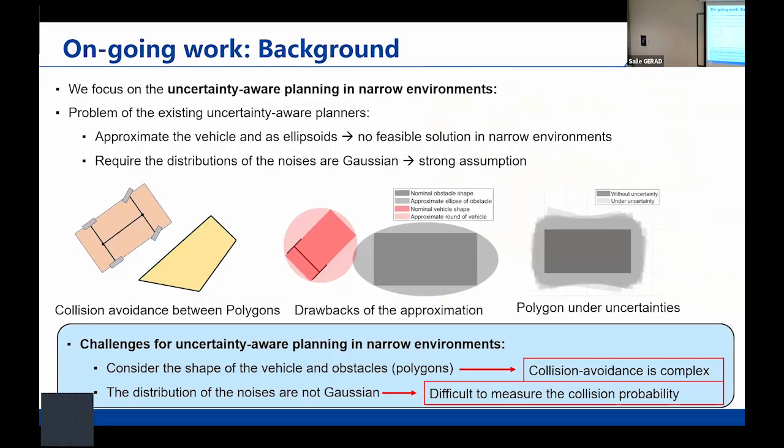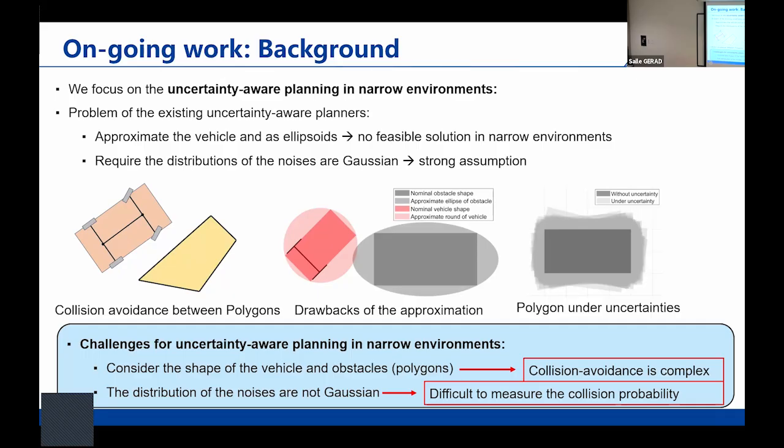So this is our ongoing work. We focus on uncertainty-aware planning in narrow environments. The problem is that you have localization errors, measurement errors, and uncertainties of the dynamic obstacles moving in the environment. So how can you deal with these uncertainties? We use chance constraints. The problem of existing uncertainty-aware planners is that they approximate vehicles as ellipsoids, but then there are no feasible solutions in narrow environments. So that is not good.